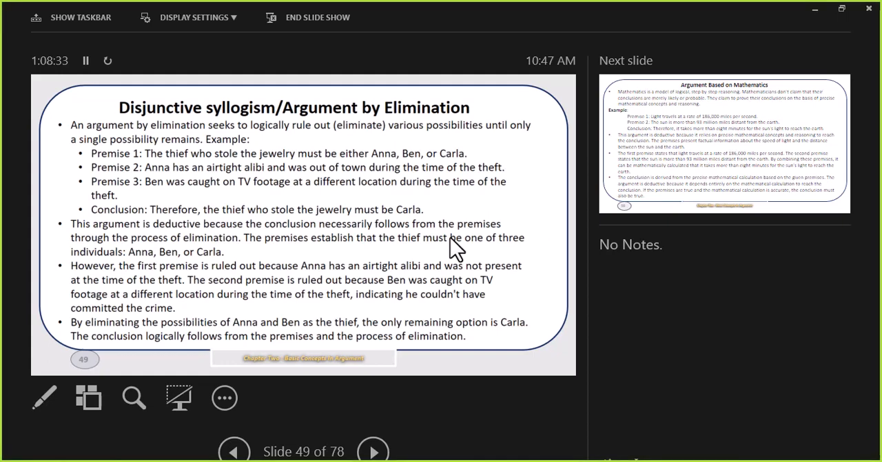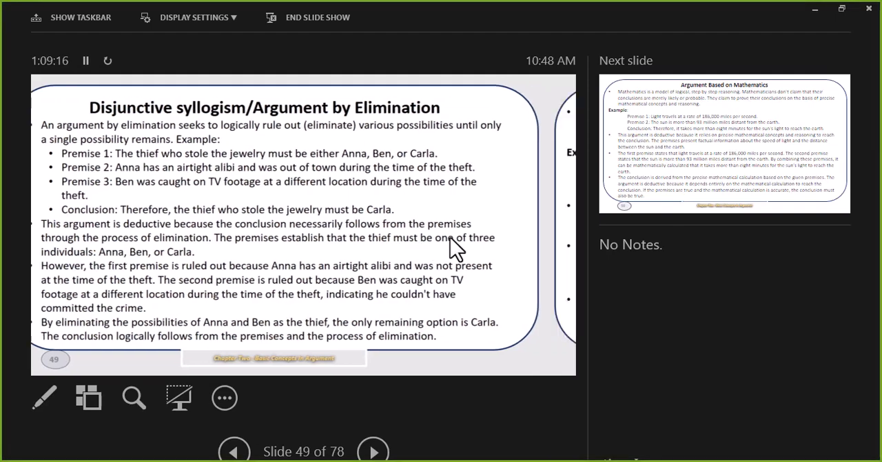Like this example. The thief who stole the jewelry must be either Anna, Ben, or Carla. Anna has a solid alibi, or evidence, and was out of town during the time of the theft. Ben was caught on TV footage at different locations during the time of the theft. Therefore, the thief who stole the jewelry must be Carla. It's a kind of argument by elimination. It provides different alternatives, and you get rid of an alternative, and the remaining alternative is going to be the conclusion of the argument, right? Argument by elimination or disjunctive syllogisms are always treated as deductive arguments. We cannot question the possibility of the conclusion if we assume the premises to be true, right?